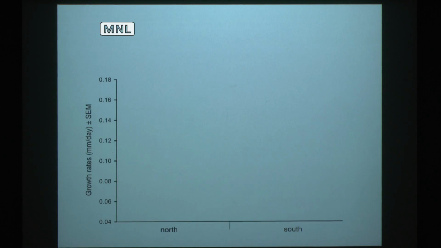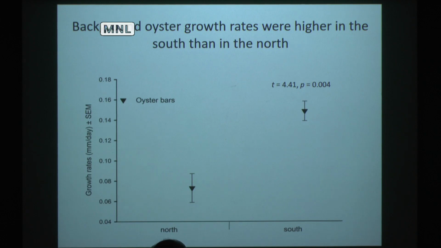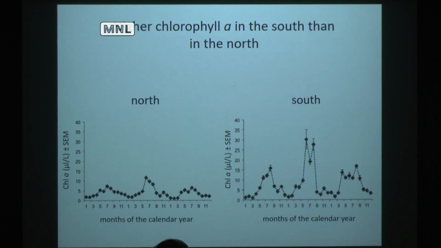If we take a look at growth rates, we see growth rates on the y-axis, and again the location on the x-axis. And similarly, like before, we see that in the absence of any vegetated habitat, growth rates were higher south of the reserve compared to the north. And this could have been related to higher chlorophyll A concentrations that were observed in the south location of the reserve compared to the north, because it would mean higher food resources for the oysters.